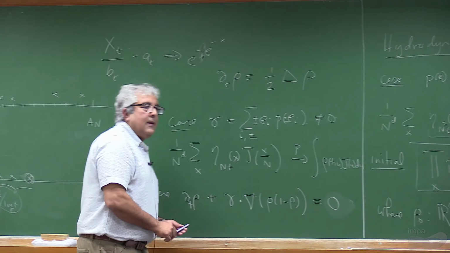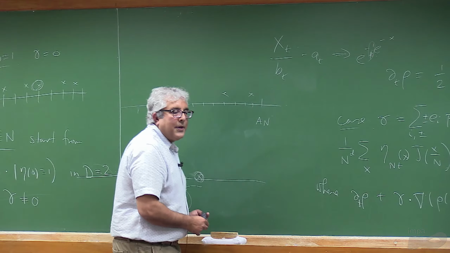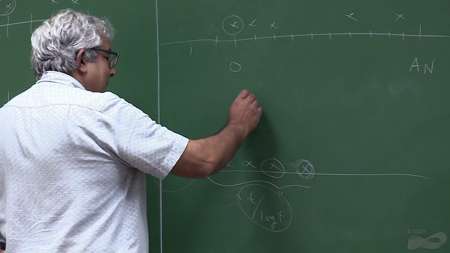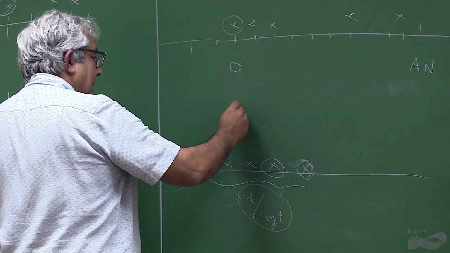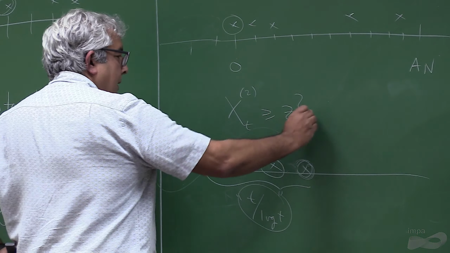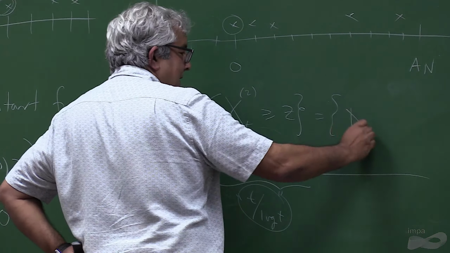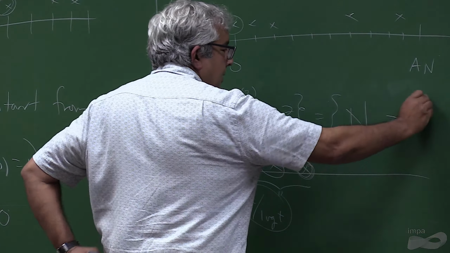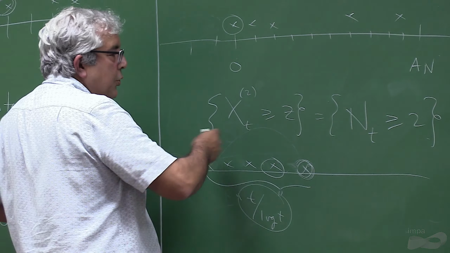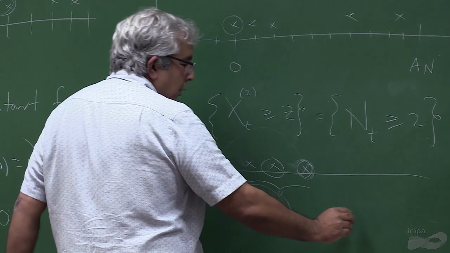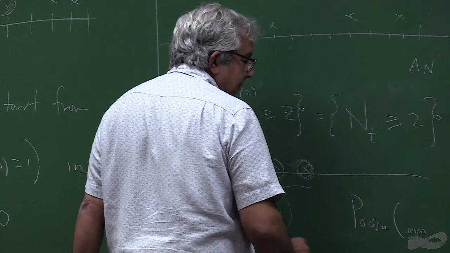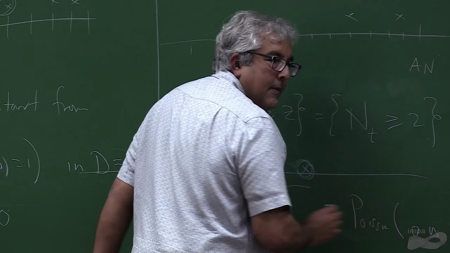Sorry, what if you take the second? The second one. So this is the same as this, right? And so when you do the limit, you're looking at Poisson of 0 or 1 for the second.